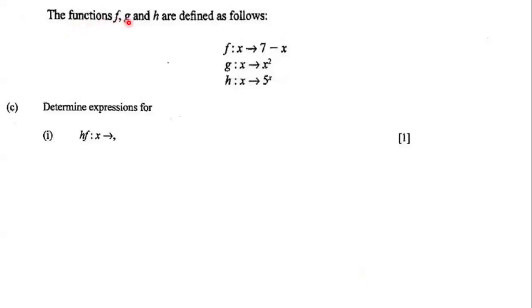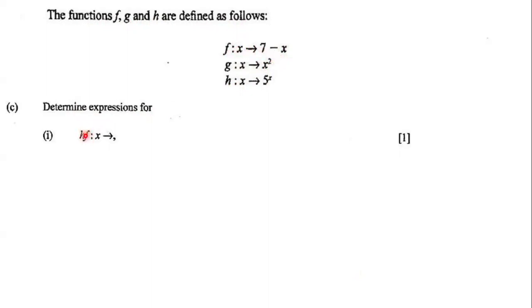The functions f, g, and h are defined as follows. So we have the function f, which is 7 minus x. We have the function g, which is x squared. And we have the function h, which is 5 to the power of x. And we have to determine expressions for h of f of x.